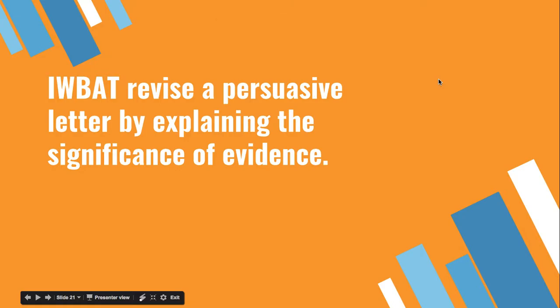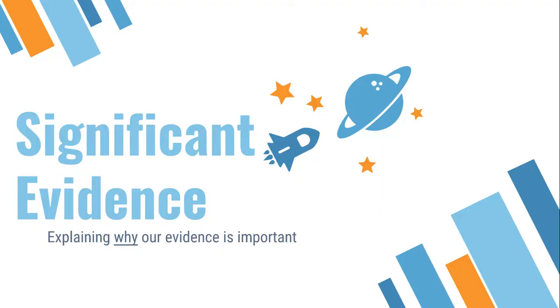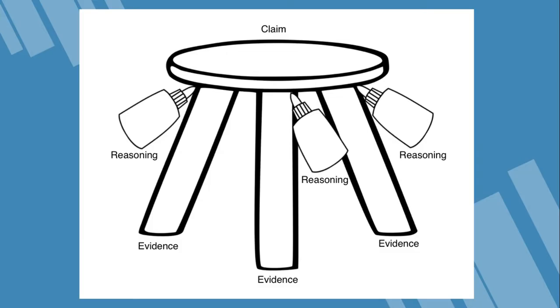Today we're going to make our writing stronger by revising our persuasive letters by explaining the significance of our evidence. When we're talking about significant evidence, what we really mean is that we're explaining why our evidence is important. When we're writing our CERs, we can think of our evidence as the pieces that support our claim, just like the legs of this table are supporting the top of the table. And our reasoning helps us connect our evidence to our claim.